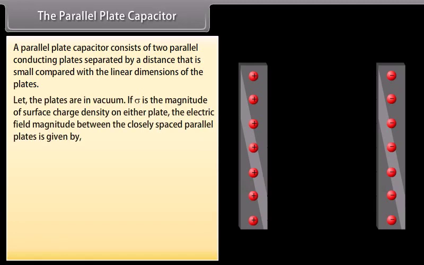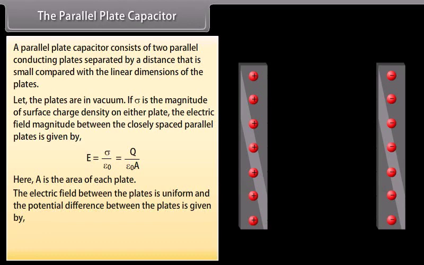If sigma is the magnitude of surface charge density on either plate, the electric field magnitude between the closely spaced parallel plates is equal to sigma upon epsilon naught, but sigma is equal to Q by A. Put the value of sigma in the above equation, we get E is equal to Q divided by epsilon naught A. Here, A is the area of each plate.